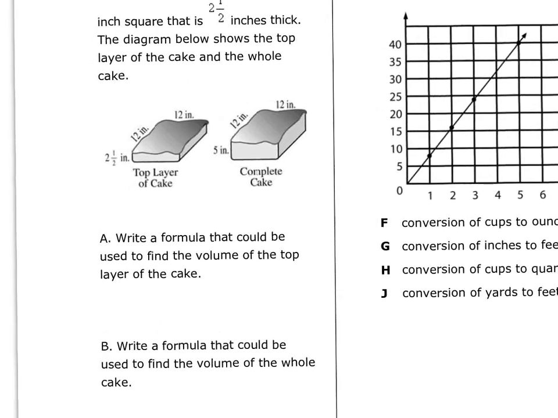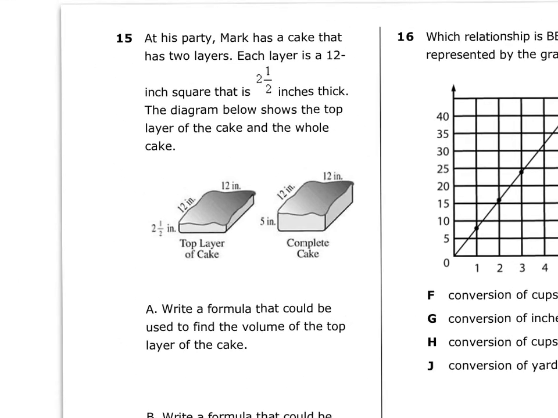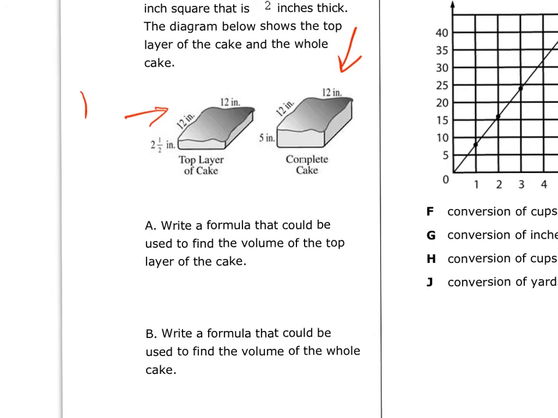15. Now, he's making a 2-layered cake. This is the first layer. This is the whole cake after he adds the second layer. Alright? First thing you want to know is the formula to find the volume of just the top layer, this one right here. Well, how do you find volume? It's up there.